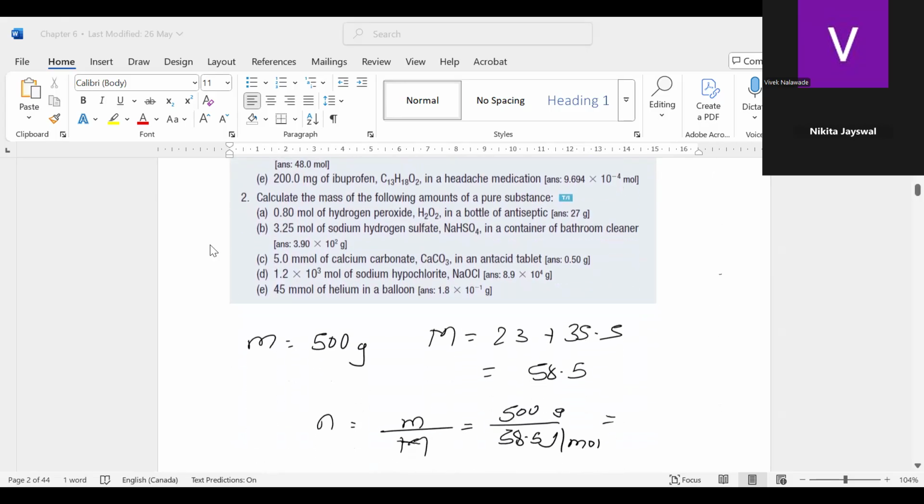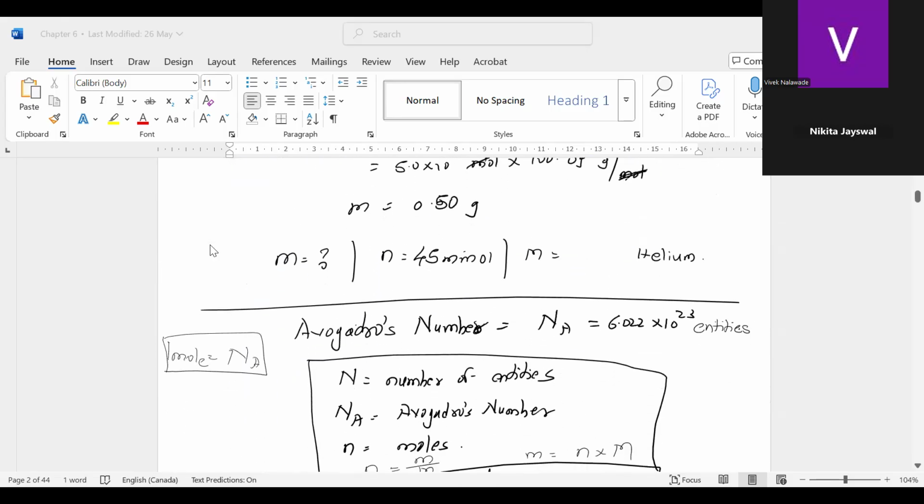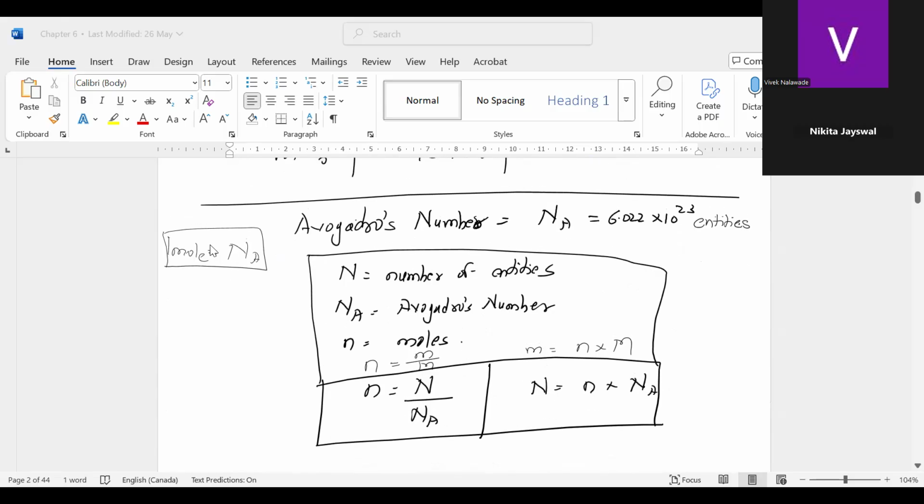That's done, right? Now let us come to the new concept, that is determination of moles if number of entities are given to you. Number of entities means a count is given to you, and from that you can determine the moles. But for that the formula is n is N over capital Na. So that is capital N over Na, right?